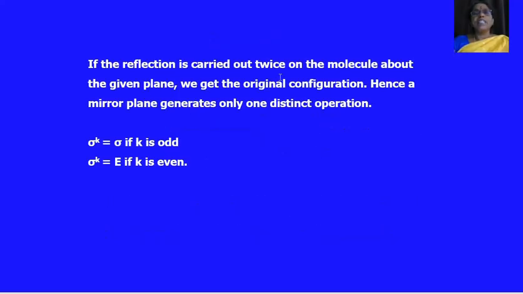If the reflection is carried out twice on the molecule about the given plane, we get the original configuration. That is, sigma to the power 2 is equal to identity. Hence, a mirror plane generates only one distinct operation. Sigma to the power k is equal to sigma if k is odd. Sigma to the power k is equal to E if k is even.